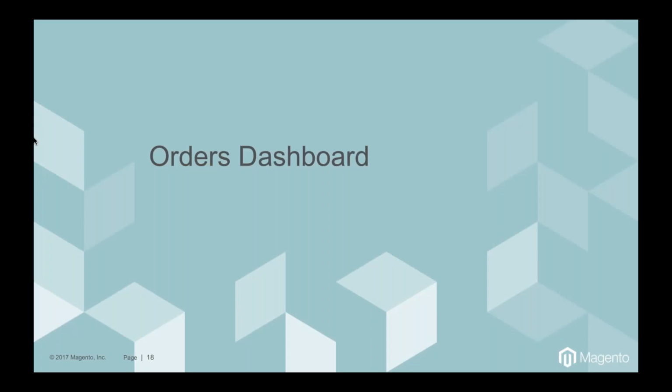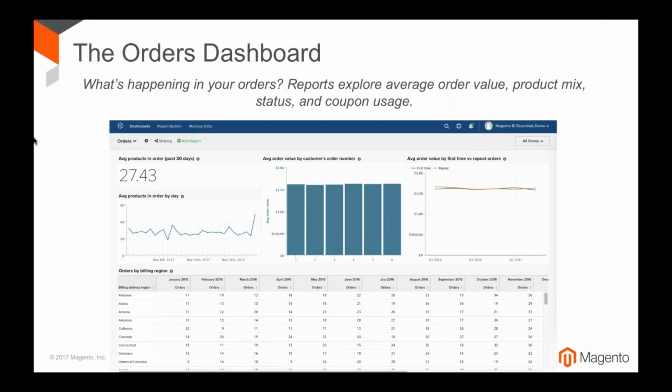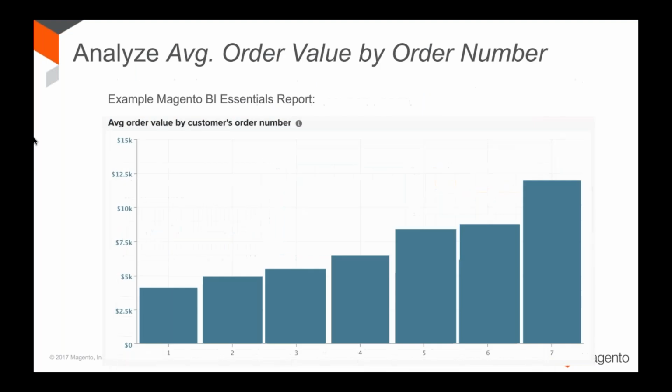Another really big deal, of course, is orders. There's an entire dashboard dedicated to just the actual transactions that are happening and what's happening inside those orders. So average order value, the products that are included, order statuses, coupon usage, things like that, they all tell stories about what's going on inside of your business over time.